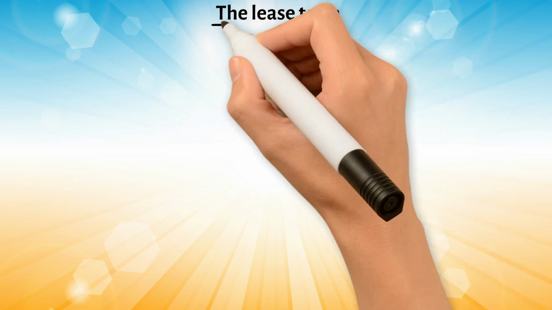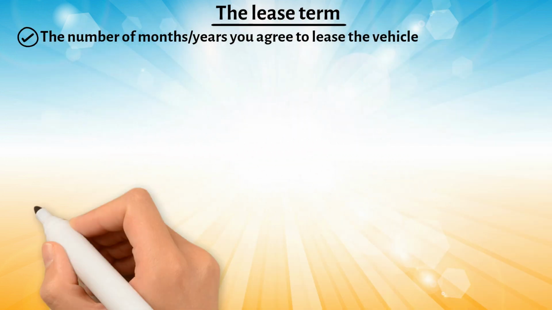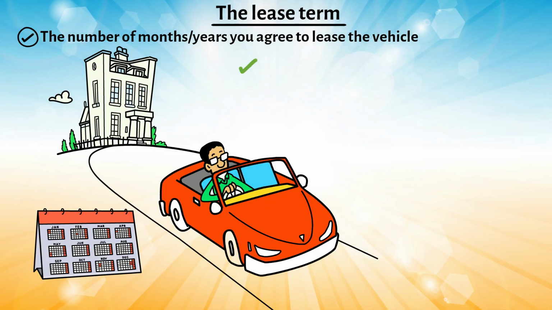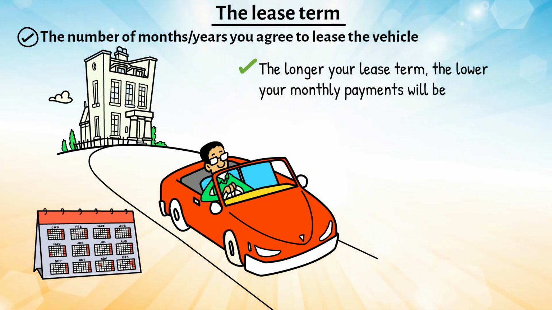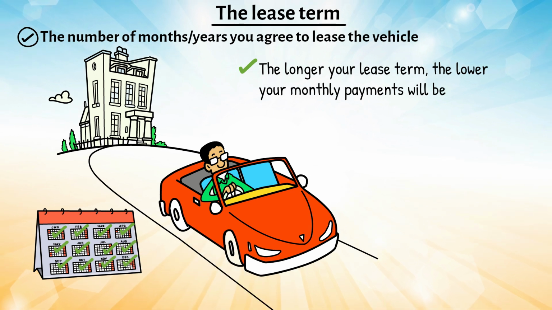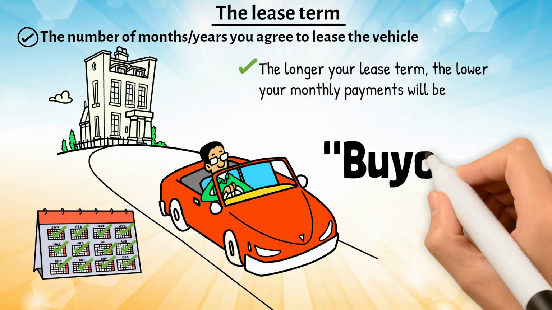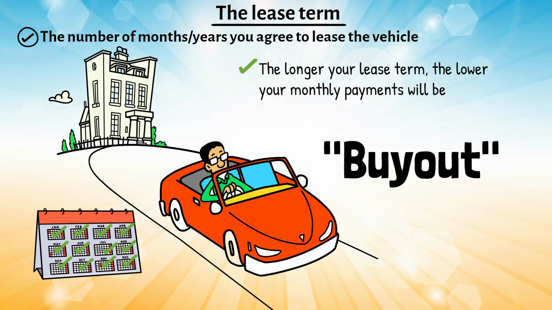The lease term is the number of months or years you agree to lease the vehicle. The longer your lease term, the lower your monthly payments will be. However, it also means you'll owe more at the end of your term if you decide to return the car and buy out what's owed, also known as a buyout.